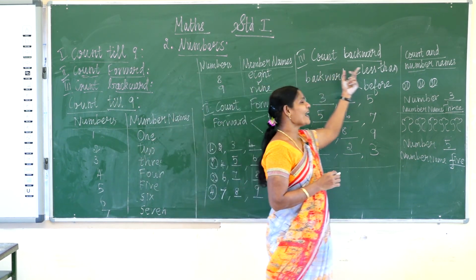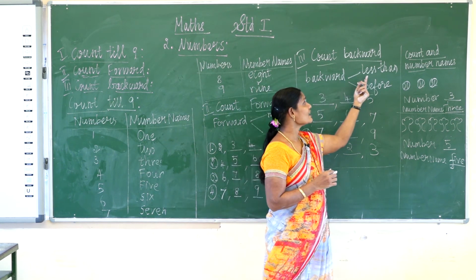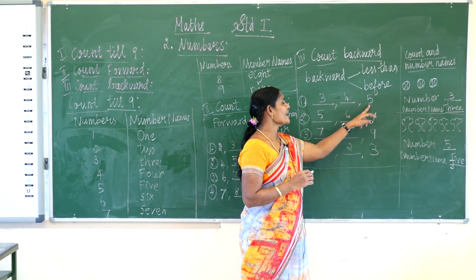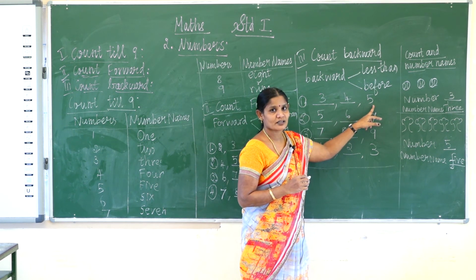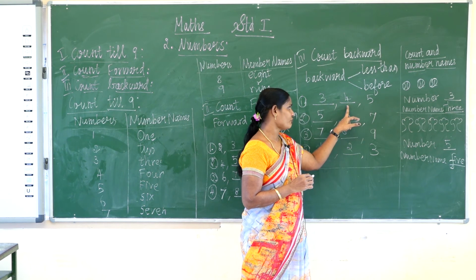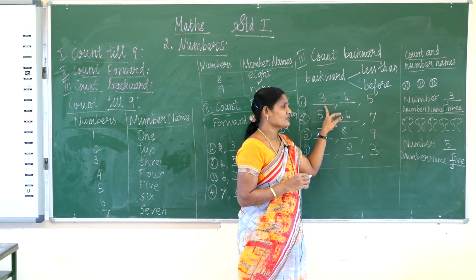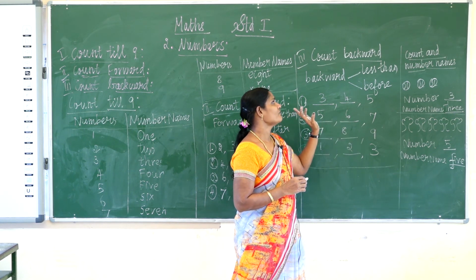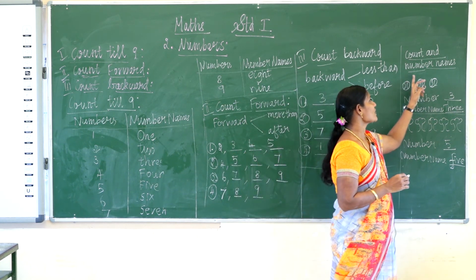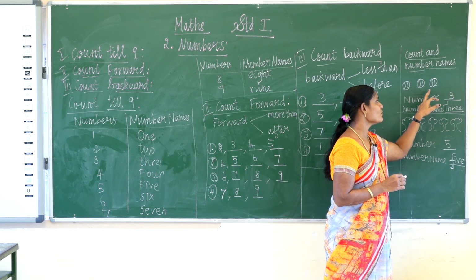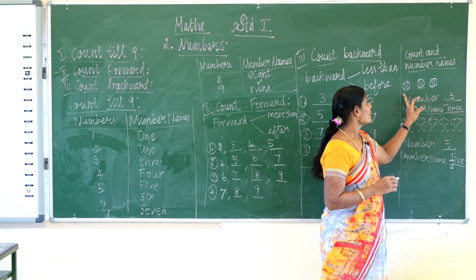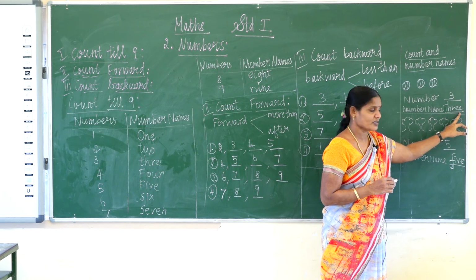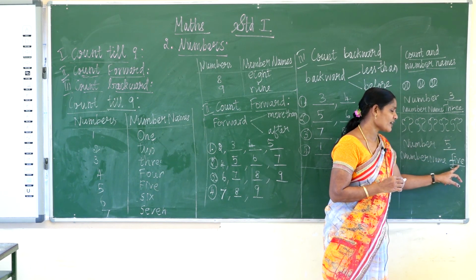Then count backward. So backward means less than or before. Say the number before. So 5 is given: 5 less than 4, 4 less than 3. So you have to say the before number: 7 less than 6, 6 less than 5. Here it says count and write the number name. How many balls? T-H-R-E-E, 3. Here 5 trees, so write F-I-V-E.